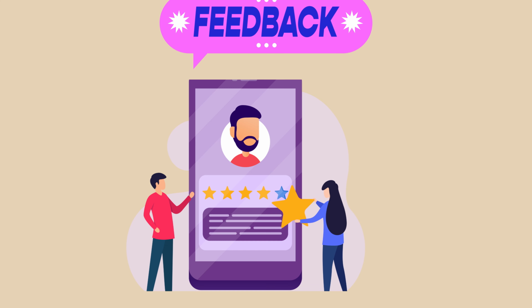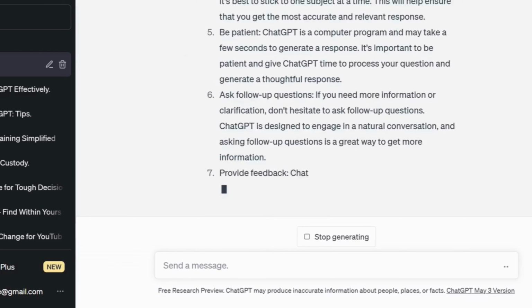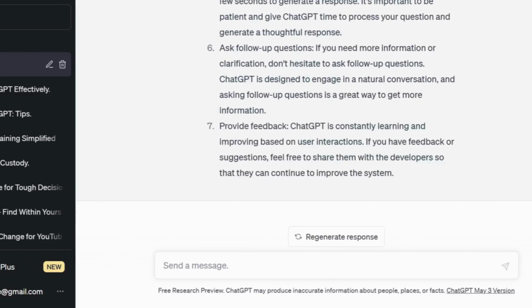The fourth step is to provide feedback. This involves correcting any mistakes ChatGPT makes and providing it with additional information to improve its accuracy. For example, if ChatGPT generates an incorrect response to a customer service inquiry, you can correct it and provide additional information to help it better understand the issue.